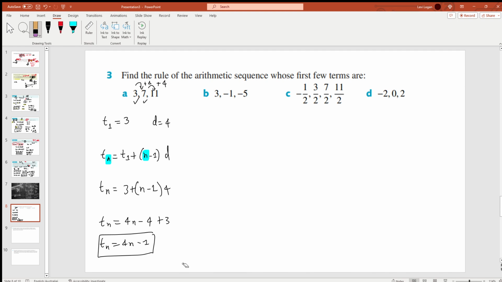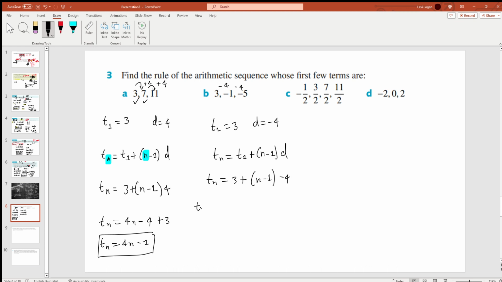For B, we can see it's decreasing. It's going from 3 to minus 1, so it's going by negative 4, and we can see it's also going by negative 4 here. So your first term is 3, and your difference is negative 4. Exactly the same thing as before, rewrite the rule and sub in the information we have. So we're going to have t of n equals 3 plus n minus 1 multiplied by negative 4.